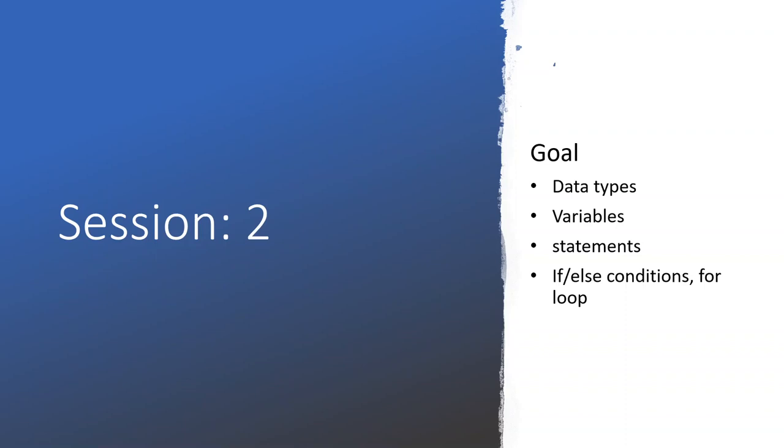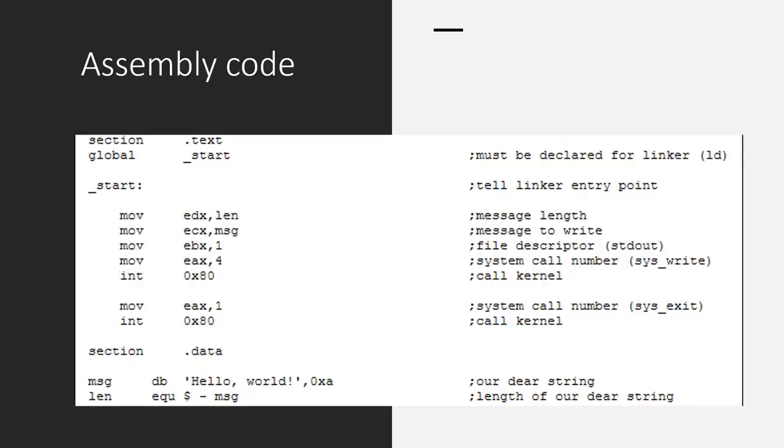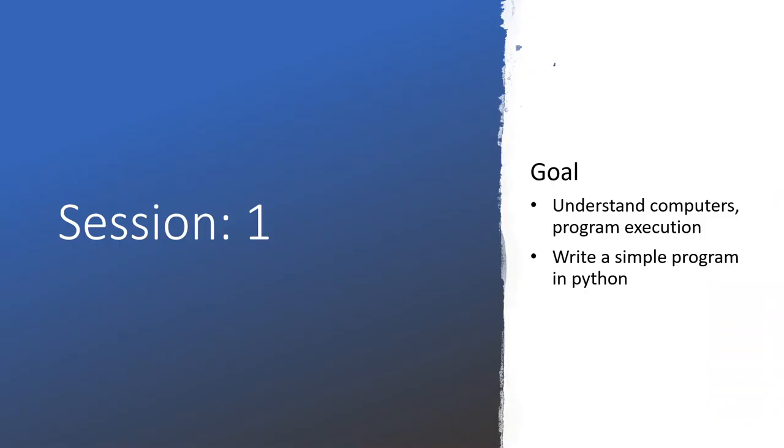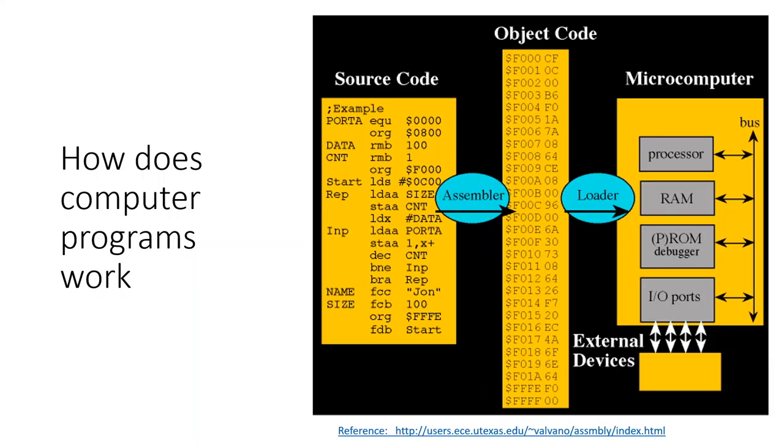Let us just recap what we did in session 1. In session 1, we learned the basic idea of how to execute a program and how it gets executed inside the system. We also saw how source code finally gets translated to machine code, and then the processor starts processing the information. So that was the first session.